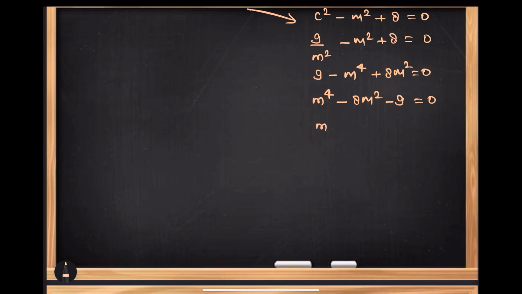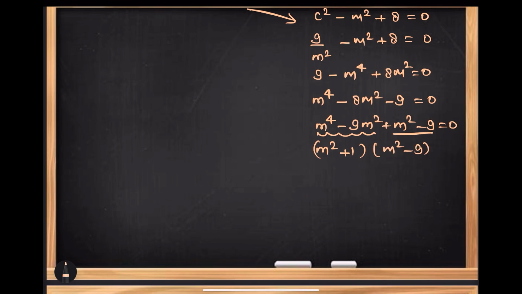So can I go with m power 4 minus 9m square plus m square minus 9 equals 0. So m square common from here, 1 common from here. We will be left with (m square minus 9)(m square plus 1) equals 0. So we got m square as either minus 1 or 9. You know that we want a real tangent, so the slope should be real, but the square of a real number cannot be equal to minus 1. So this is the wrong choice. So m square is 9.